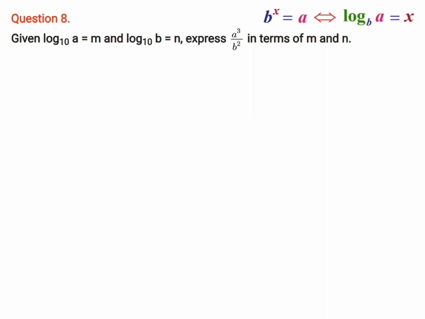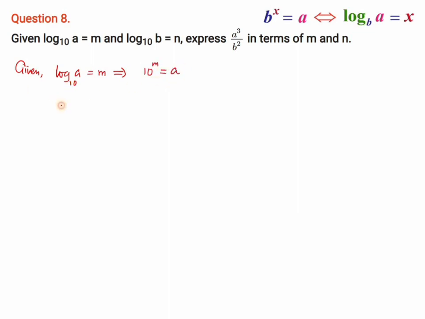Now we'll look at this question. So here it says given is log a at the base 10 is m, and similarly log b at the base 10 is n. So express this in terms of m and n. So let's do this question. So given is log a at the base 10 is equal to m. So we will change this into the exponential form. So this will be equal to 10 to the power m is equal to a.